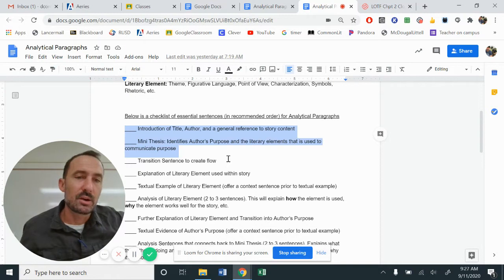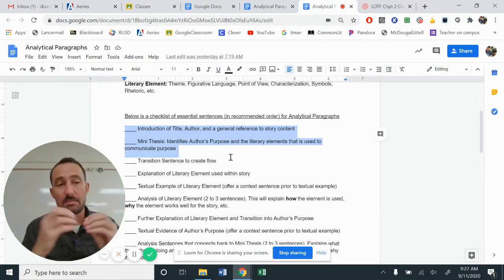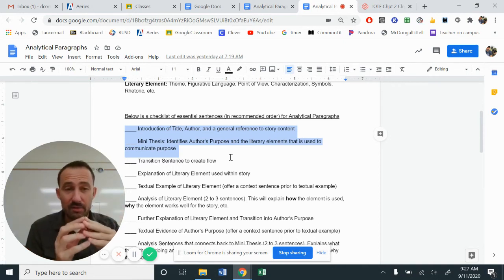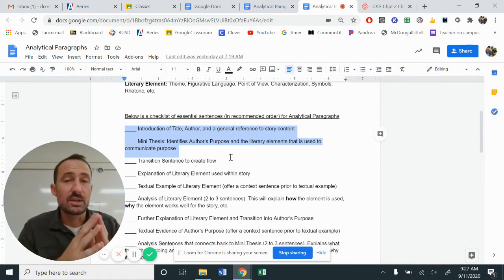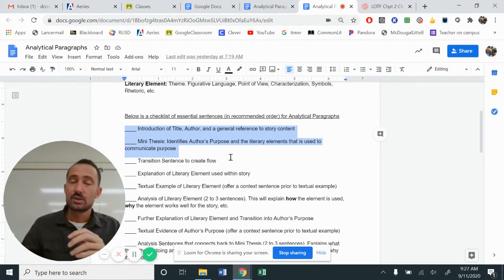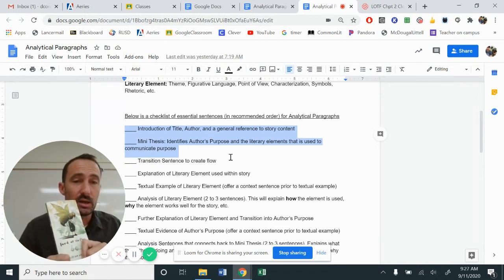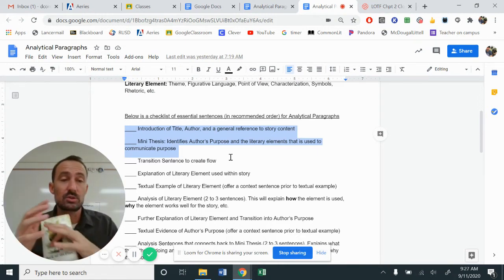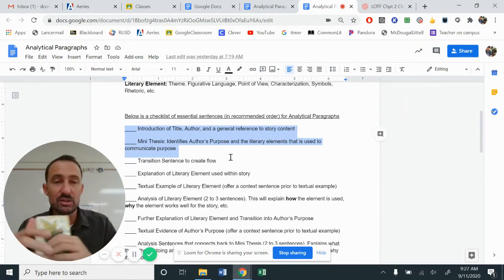The second part right here is the mini thesis. And I say mini thesis because you're not writing an entire essay, you're just writing a paragraph. So the mini thesis identifies the author's purpose and the literary elements that are used to communicate that purpose. So for those of you guys, we did a close reading passage on chapter 2 and the fire, and how the fire was taking on animal qualities, and how that showcased the shift in the boys trying to go from civilized, create rules, to more chaotic savages.